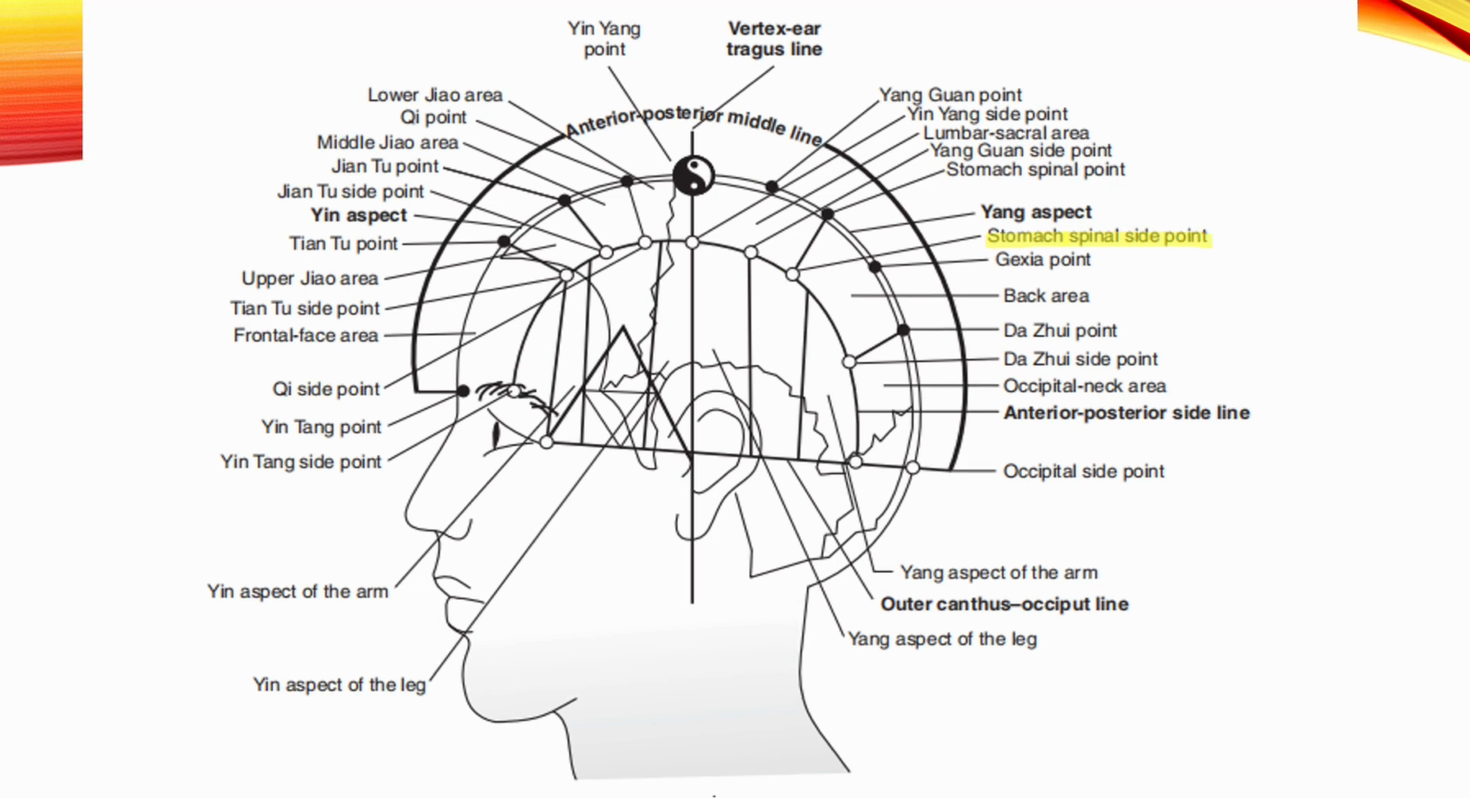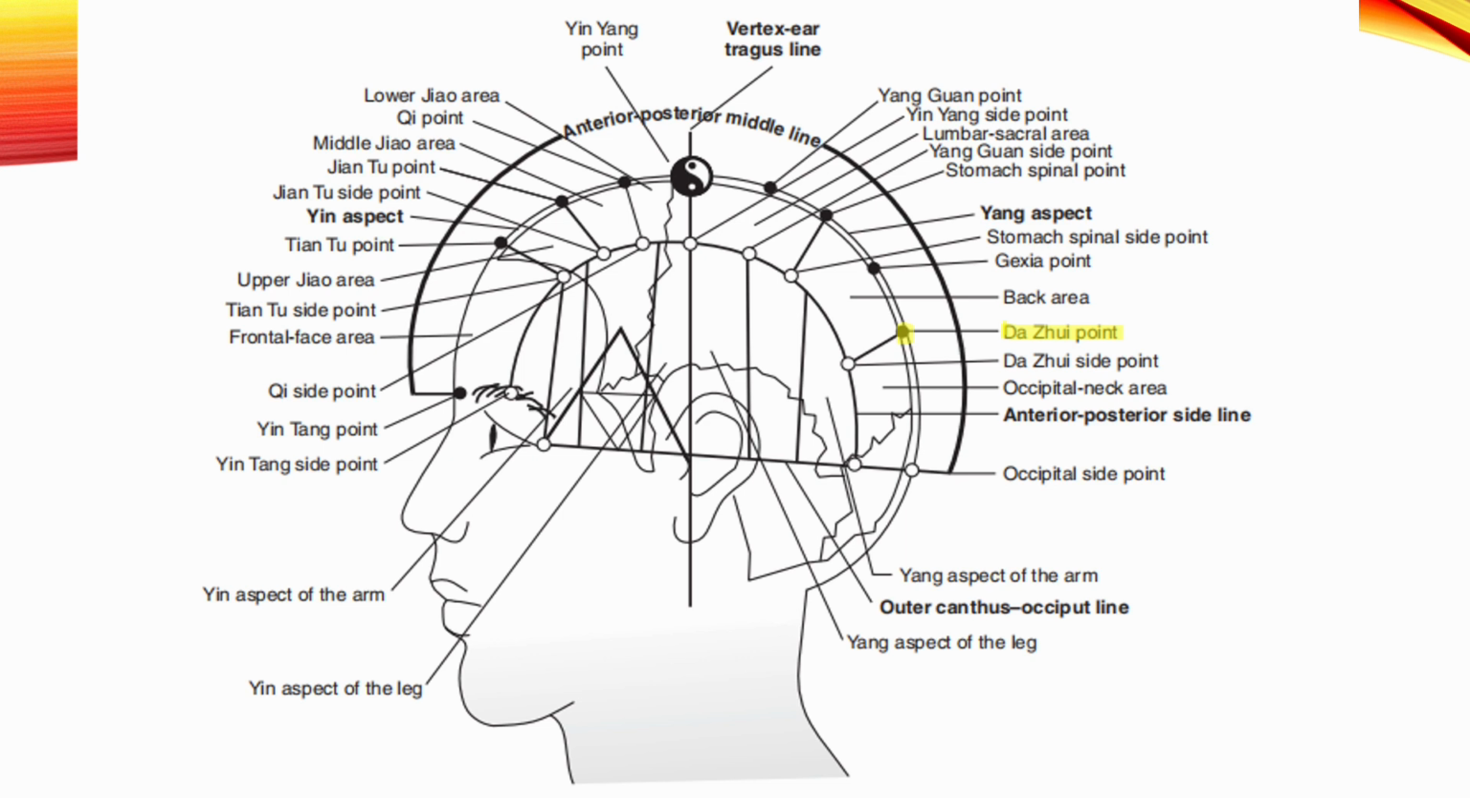Stomach spinal side point. This point is on the anterior posterior side line at the anterior 1/3 point of the line running between the Yin-Yang side point and the occipital side point.